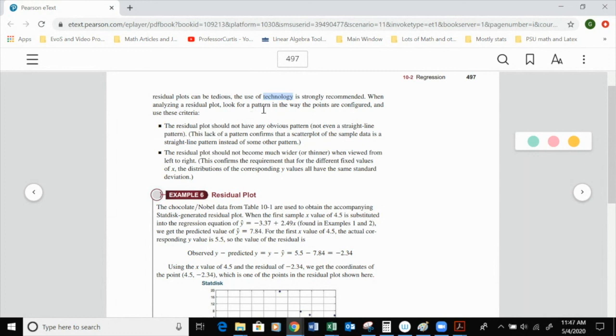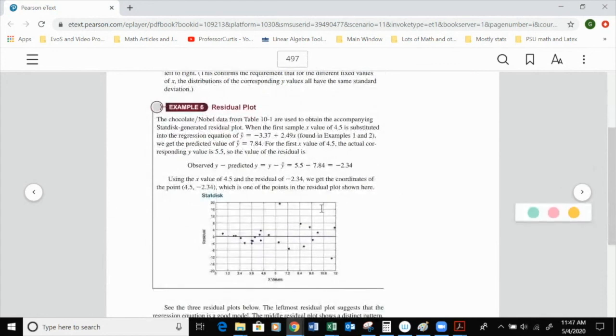Once it's done, having used technology, the residual plot should not have any obvious pattern. It shouldn't even have a straight line pattern. If it has some straight line pattern, then that means there's some other pattern in the data. We don't want to see any obvious pattern at all, and we don't want it to become wider or thinner when viewed from left to right.